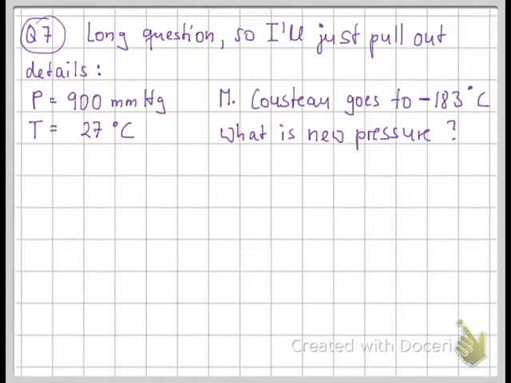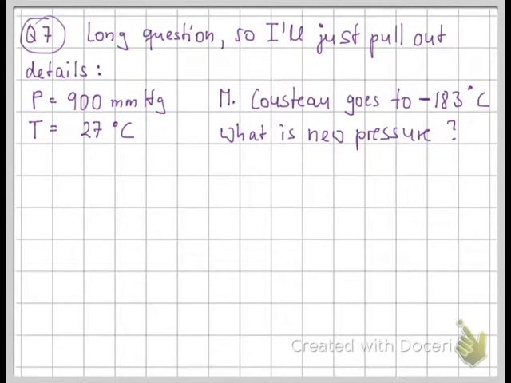Question 7. That one is a long question. It's dealing with Maybelline Cousteau, who has a dive tank that reads a pressure of 900 millimeters mercury while she is in her boat. And that's at 27 degrees Celsius, as she dives down to something that's minus 180 degrees Celsius, which is of course not realistic, but it's for the purpose of creating a question, I suppose. She goes down to a temperature of minus 183 degrees Celsius. What would be the new pressure in her tank?